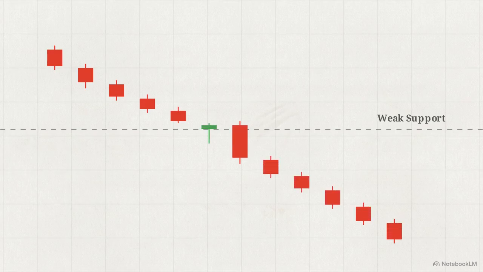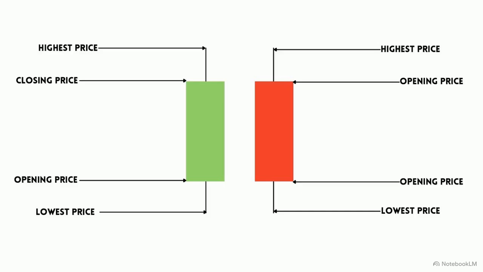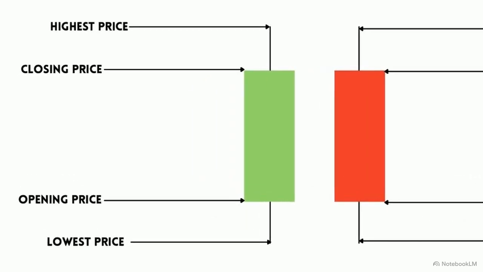move lower. This image shows the standard components of a candlestick. Every candle gives us 4 pieces of data for a specific time frame: the opening price, the highest price reached, the lowest price reached, and the closing price. The thick box is the body, and the thin lines are the wicks.